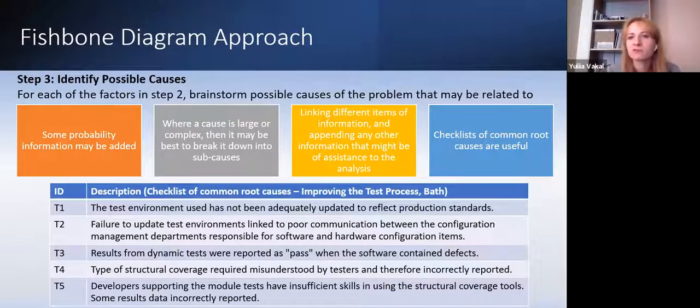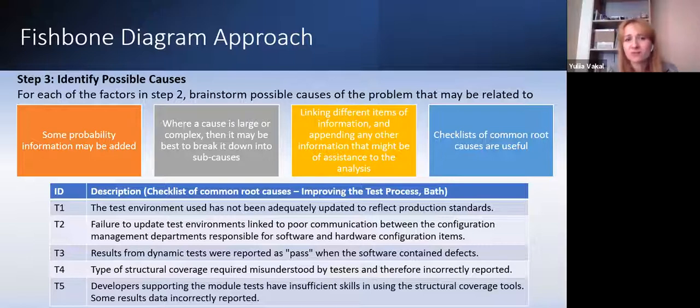And checklists, again, if you have a checklist of common root causes, that could be very useful. In testing, in software development, in different industries, you could have such a checklist predefined. In your organization, you can just try to use standard ones. For instance, here I just took from the Improving the Test Process book. That's probably the top 5. I will show some other classifications in software testing later, but these are the 5 most important defined in this book.